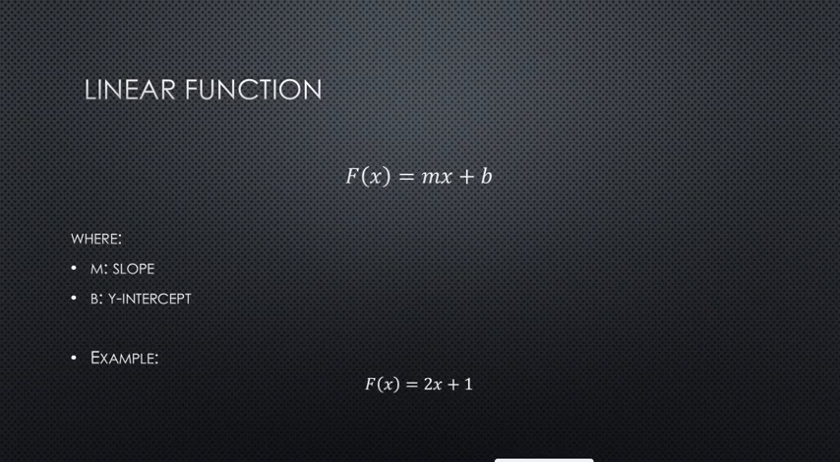Let's start with the linear function. A linear function can be written as f of x equals mx plus b. Here, m represents the slope and b represents the y-intercept. For example, consider f of x equals 2x plus 1. The slope is 2 and the y-intercept is 1.